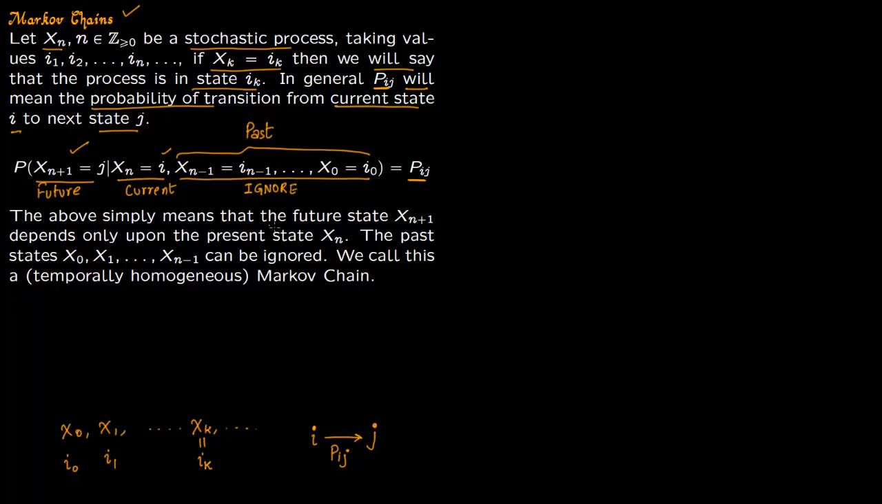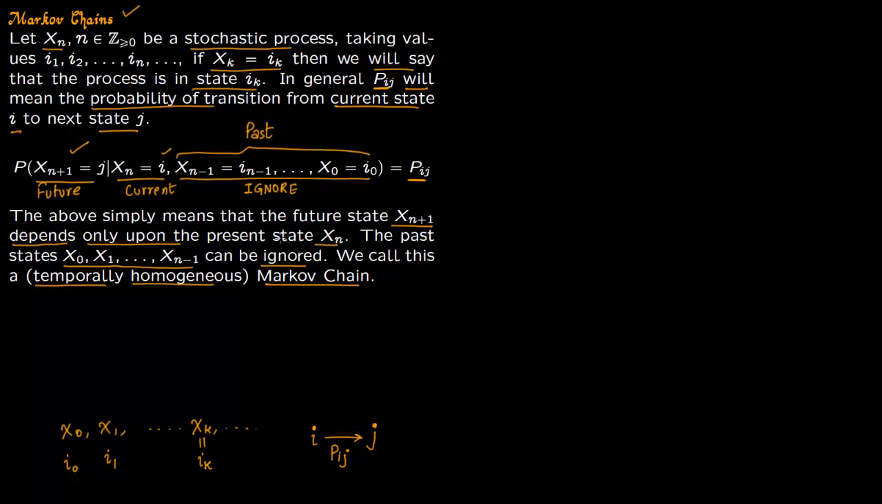So the above simply means that the future state Xn plus 1 depends only upon the present state Xn. The past states X0, X1, all the way to Xn minus 1 can be ignored. This particular type of process, we call a temporally homogeneous Markov chain. So the future state just depends upon the current state. The past does not matter.